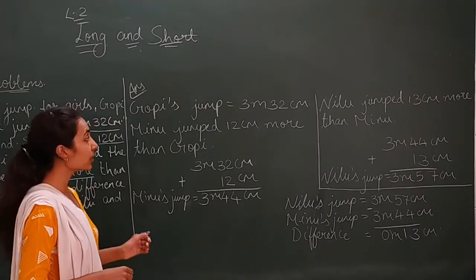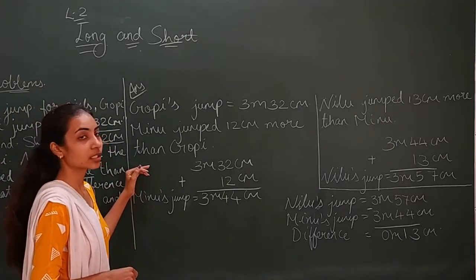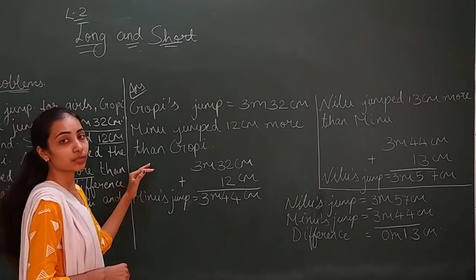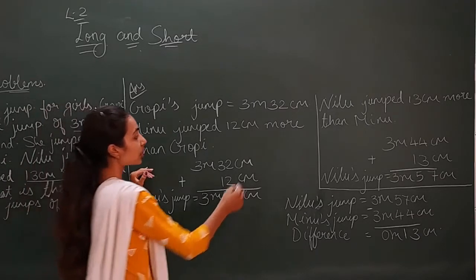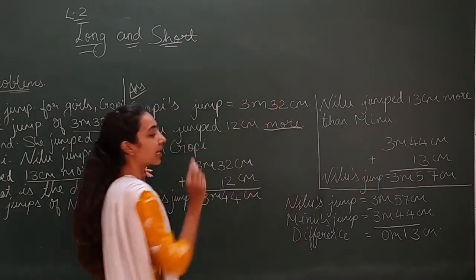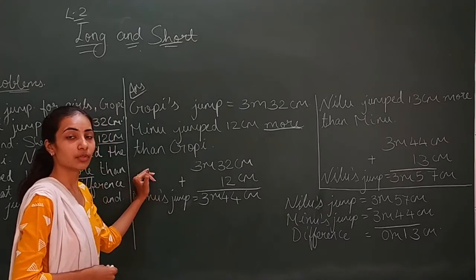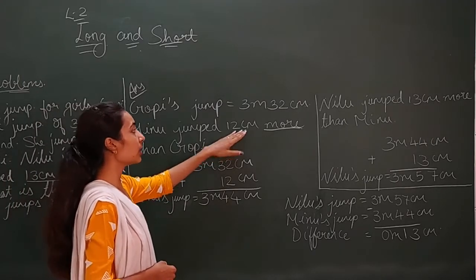Let's revise it one time. Gopi's jump is given to us, it is 3 meter 32 centimeter. Then what is told to us in the next line of the problem? Minu jumped 12 centimeter more. She is jumping more, so we will do addition, as I told you. More means we will add, and less we will do subtraction. It is more, so we will add 12 centimeter in Gopi's jump.